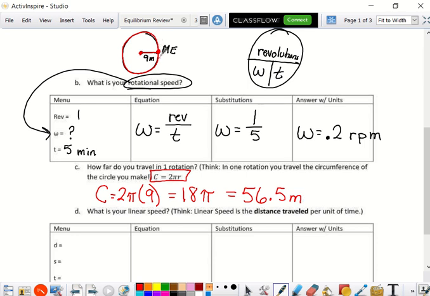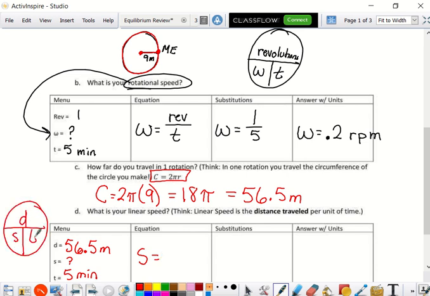I went 56.5 meters in a time of 5 minutes. What is my linear speed? If I cover up the S in the circle equation, we've got speed, distance, time. Distance is on top, time is on the bottom. So I went 56.5 meters in 5 minutes. My speed ends up being 11.3 meters per minute.